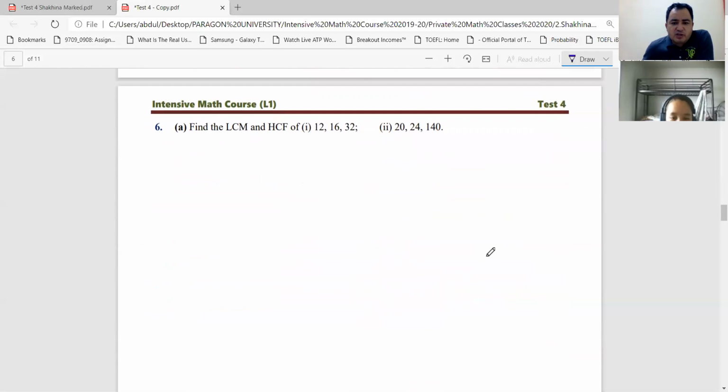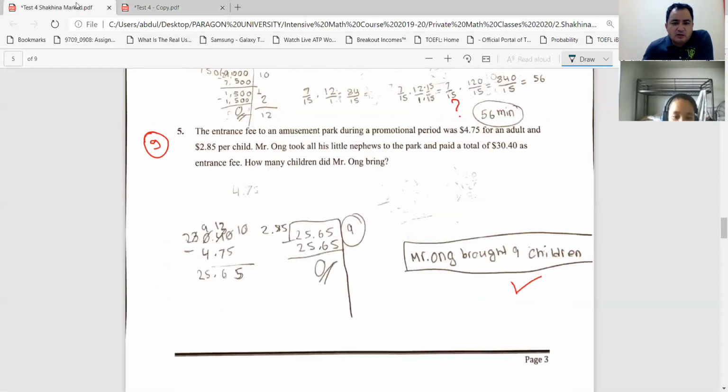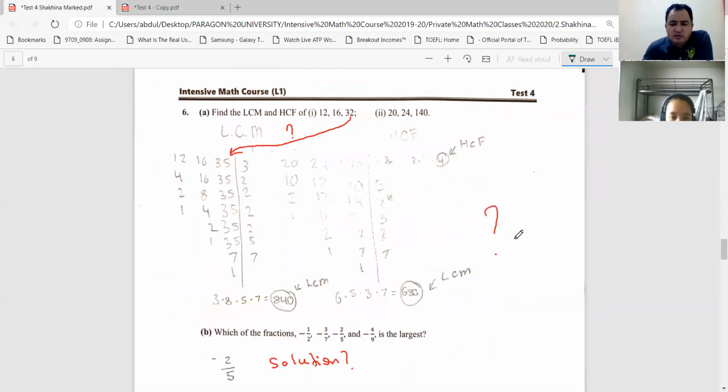And how about this question, Shahina? It's a very easy question. What is your answer? How did you solve it? Oh, I can see your mistake, Shahina. Here you have 35, but you wrote 32. Actually, it is 32 in the question, but you wrote 35. Oh, I thought it was 35. Okay, then you should be careful. Let's do this quickly, Shahina.